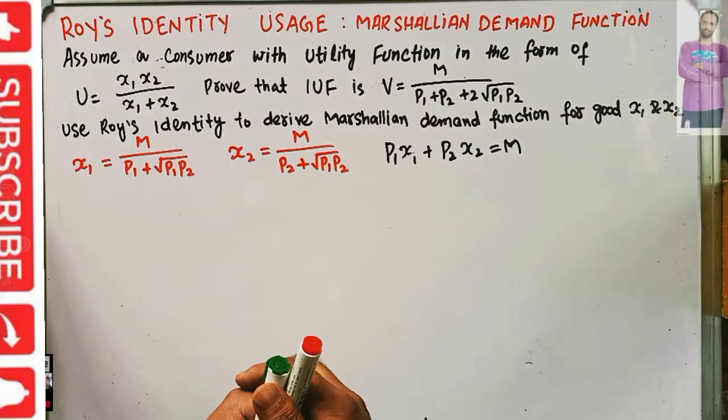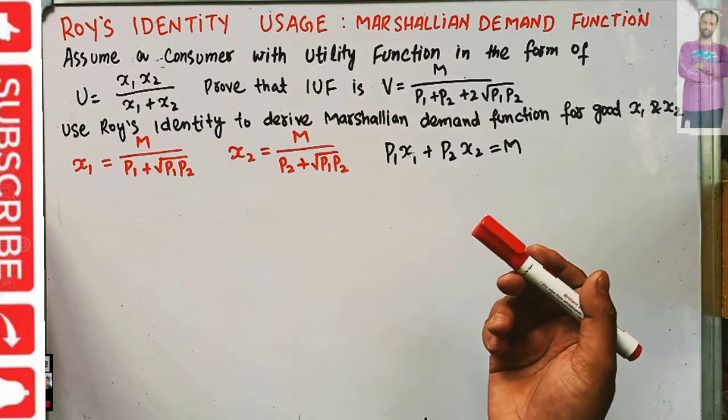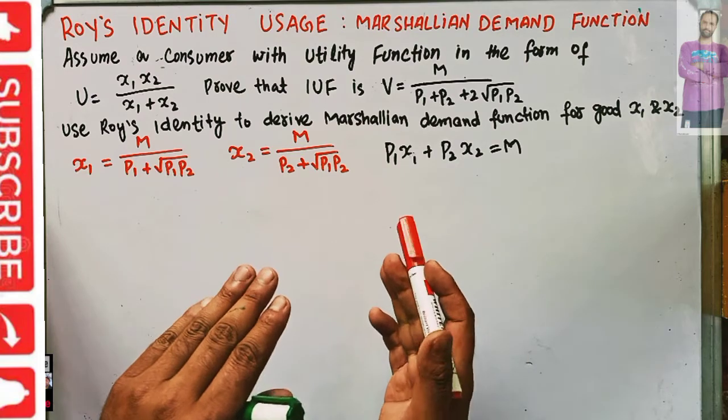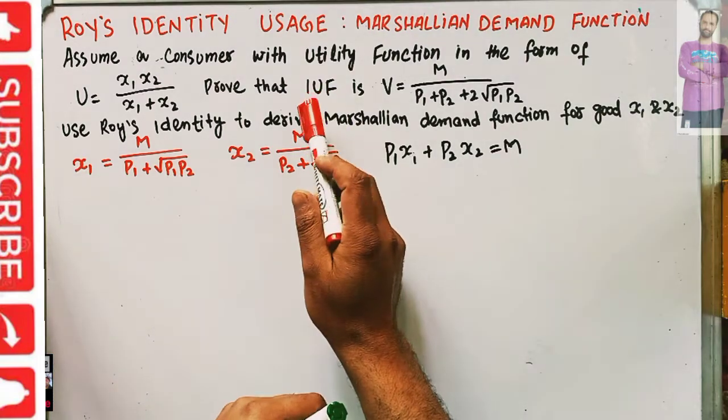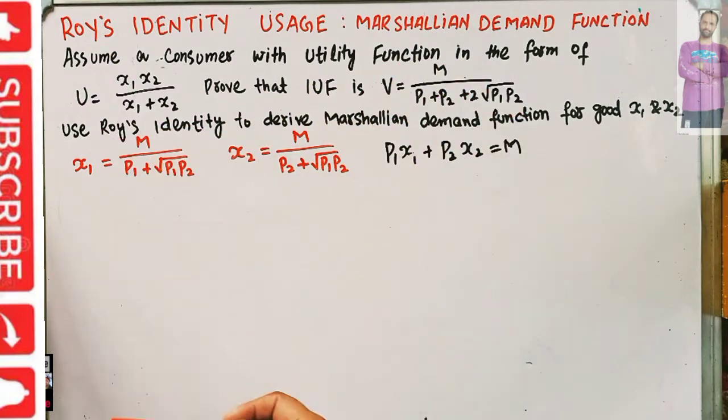In this video, we will learn about how to use Roy's identity in finding out the Marshallian demand function. So this question is in continuation to the earlier question where we have proved that the indirect utility function will be this stuff. Okay, so let me repeat the question.